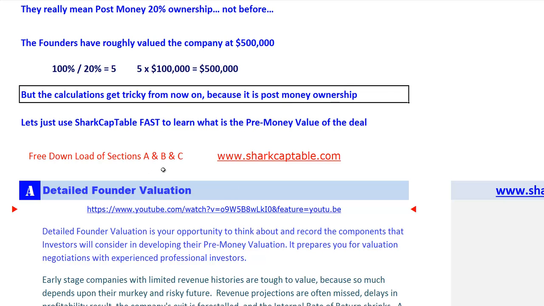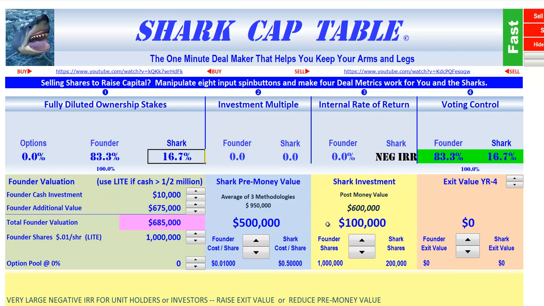Let's just use Shark Cap Table fast to learn what is the pre-money value of the deal. Well, here we are. We don't need a lot of numbers because we're just going to use this number here, which is the percentage that the shark, the investor, must own. And we're going to dial in the $100,000, and the proposed $500,000 is the pre-money value or valuation that the owners say they have. But the problem is the sharks aren't going to get 20% until this is lowered, and you keep on lowering it until you see it at 20%. But the pre-money value that actually sold the sharks their shares was $400,000, not $500,000.